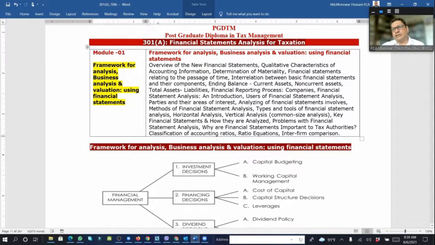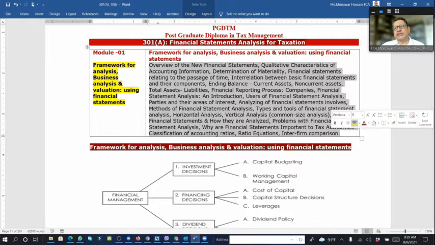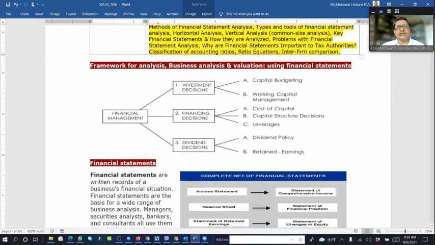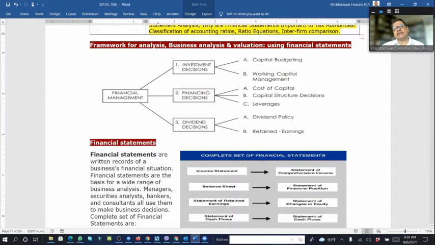For today, the framework for business analysis and valuation using financial statements. In this module, we will see the overview of financial statements, qualitative characteristics of accounting information, determination of maturity, analysis of different types of items, ratio analysis, common size financial statement analysis, vertical analysis, horizontal analysis, and methods of financial statement analysis, etc.